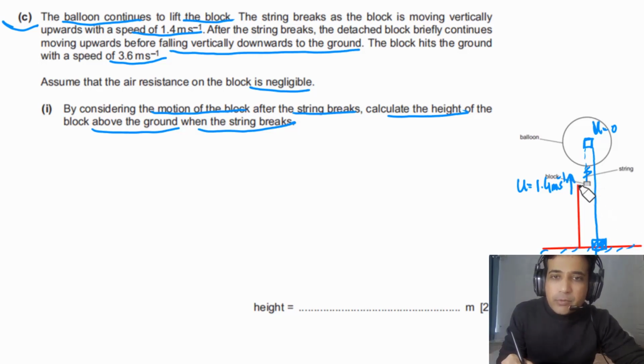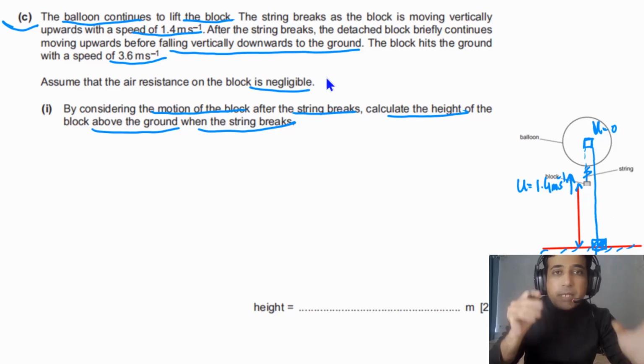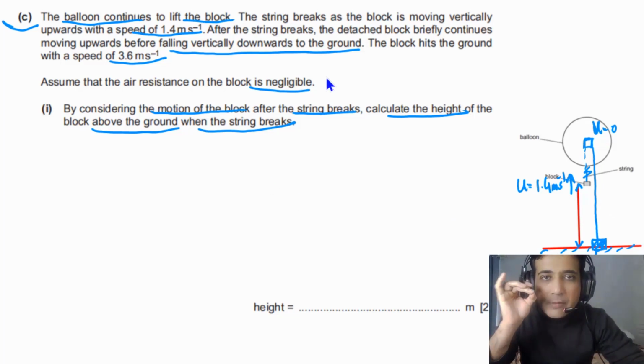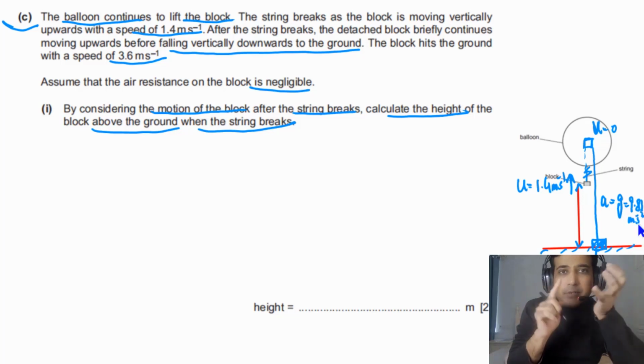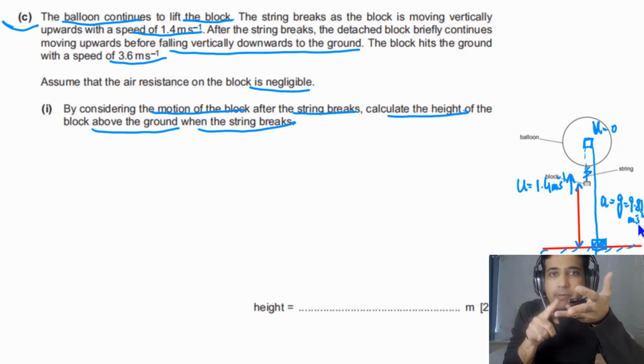And also we need to understand it is given to us that resistance is negligible. So there is only one force acting on this block, and that is gravity. So simply we can say the acceleration of this block will be equal to g, because only one force is acting on this one, and that is gravity. So we can say this is 9.81 meters per second squared. So we have the initial velocity, we have the final velocity, and we have acceleration. So we can find out displacement.